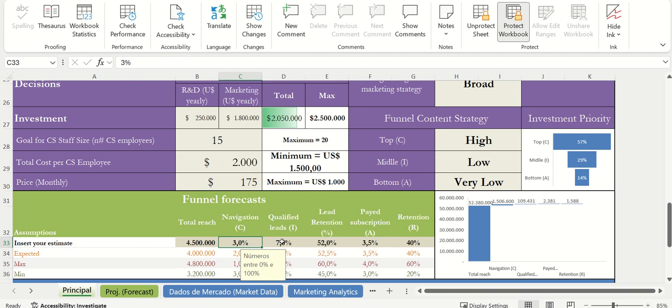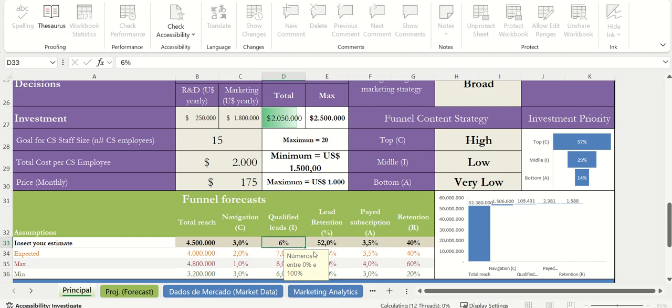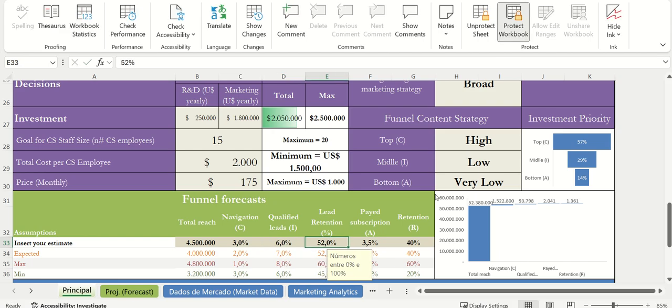Navigation. Here is between 1 and 3. Since I invest a lot of money in marketing and I'm investing in the top, I believe that I have 3 here. I'm not investing that much in the middle, so even though I'm here in the expected, maybe I need to reduce a little bit because I'm not investing that much in the middle.